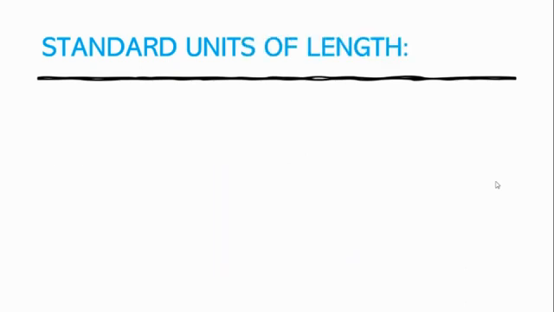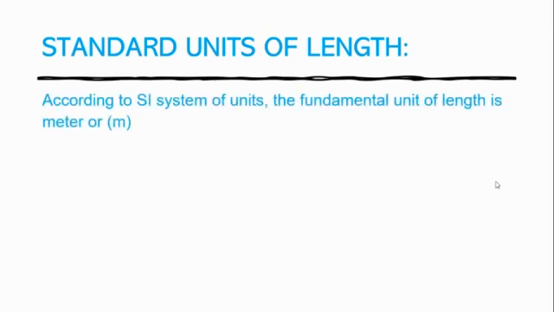So, standard units of length. According to the SI system of units, the fundamental unit of length is the meter, or in short form, m. We are going to see there are two types: multiples of meter and submultiples of meter.